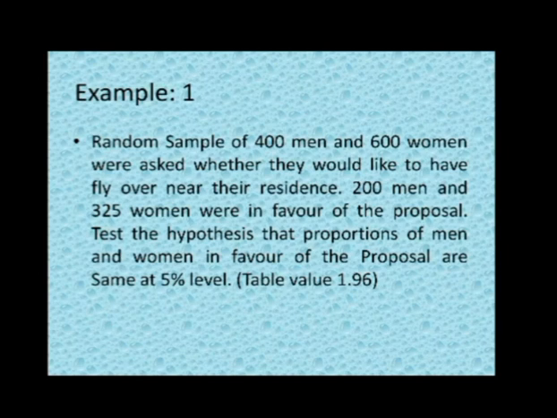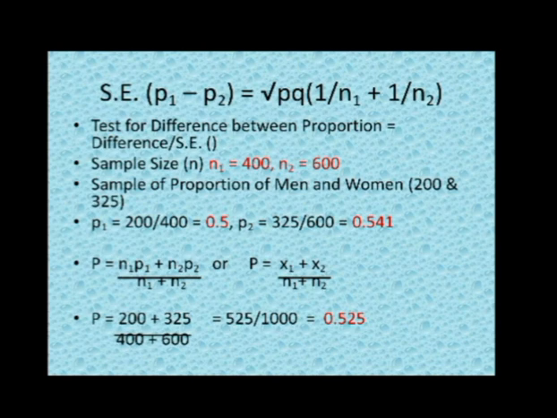So the sample for men is 400 and for women is 600. Then, they want a flyover near their residence: 200 men and 325 women were in favor of the proposal. Like that there will be a question. What is the sample size? The first sample is 400 men, and the second sample is 600. So we give the names N1 and N2.